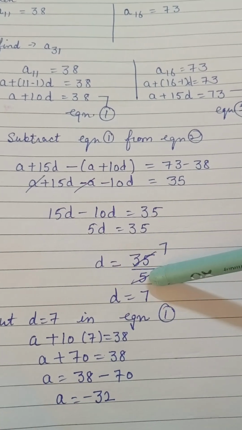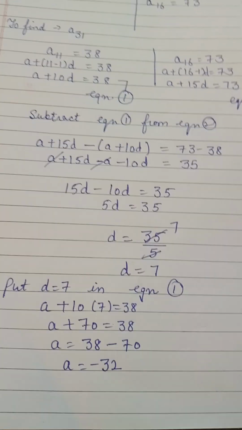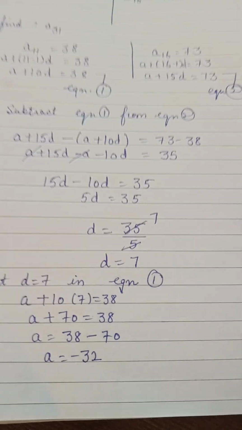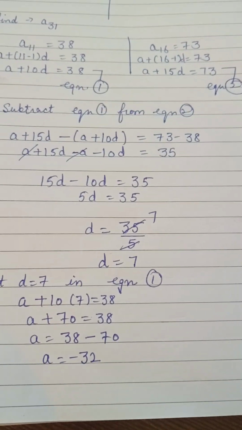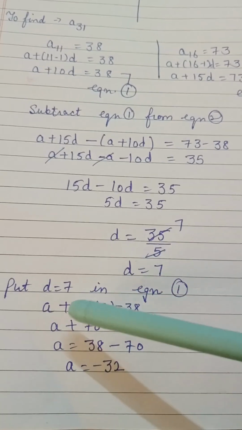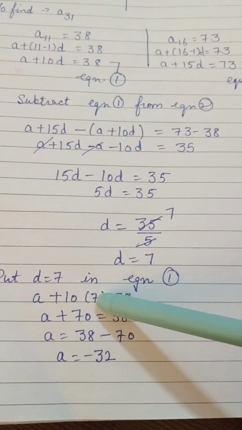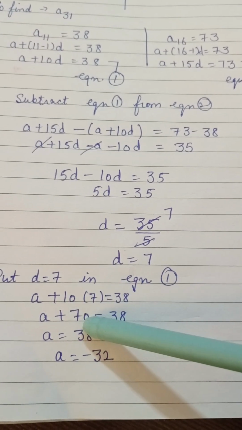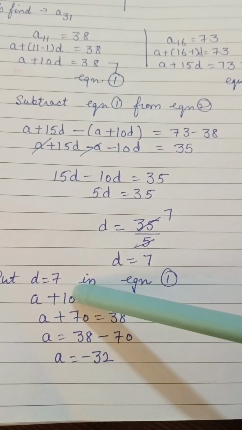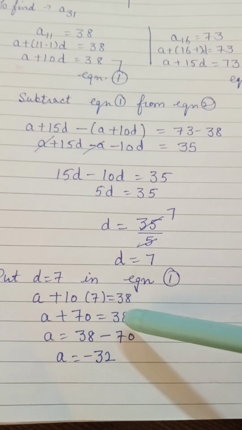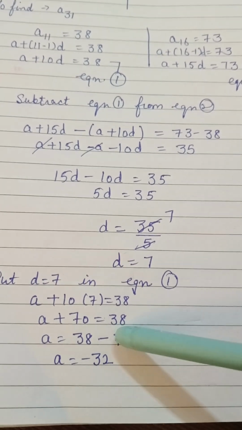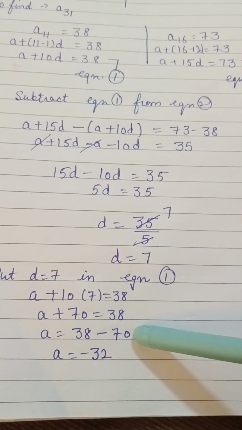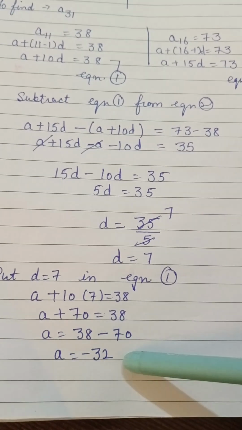Here it is multiplied, this side it will be divided, so D is equal to 7. So now this value of D is equal to 7, we have to put in any equation. You can put in either 2 or 1. I put this in equation 1. So A plus 10, because there is a D here, so we put the value of D here. So 10 multiplied by 7 is 70, equal to 38. When this 70 comes to this side of the equal sign, it will become minus, because there is a plus. So this A value is minus 32.